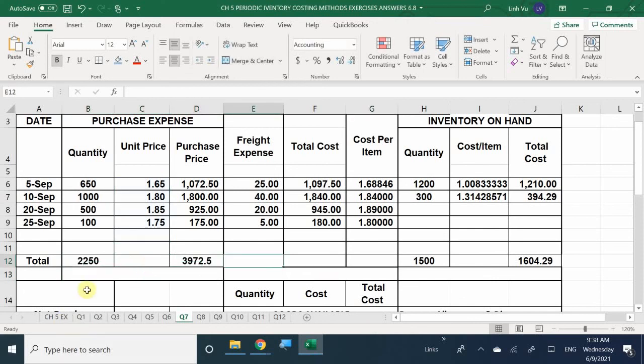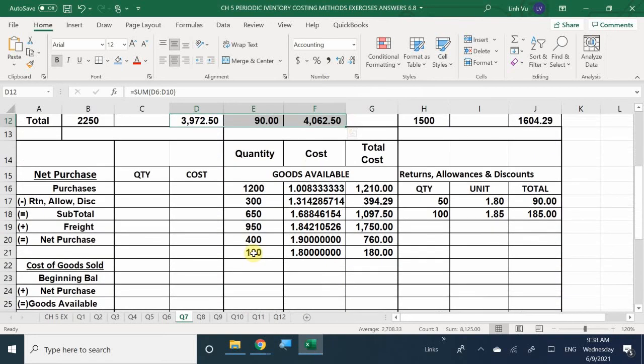All right. What was my total freight? 90. All right, bringing me a grand total cost of 4,062.50. Yes. Okay, so that's that. I'm also going to sum up my grand totals for my goods available, as well as my purchase returns and allowances.